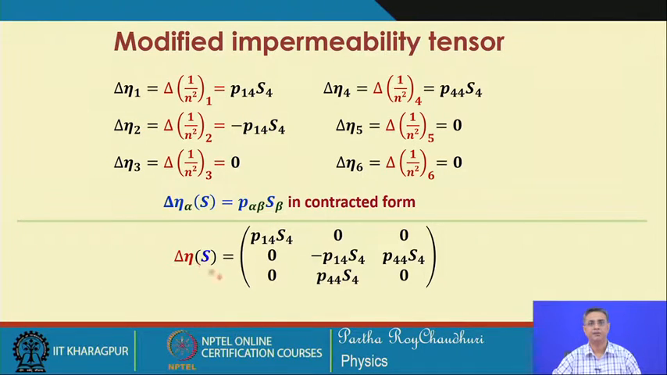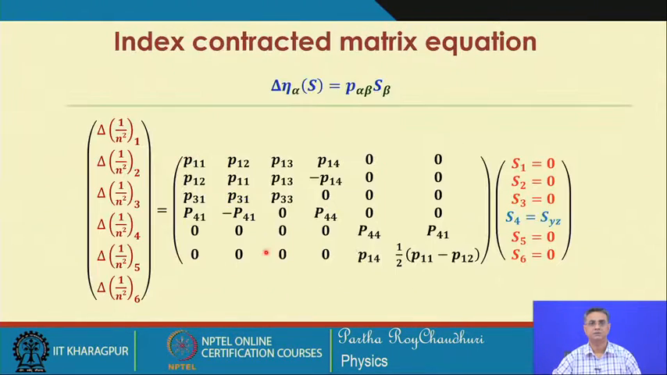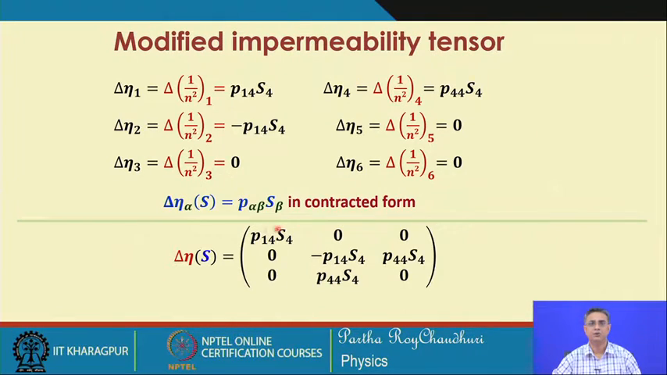Therefore, delta eta of S we can write in this form, in the contracted form, otherwise it will represent a 6 by 1 column vector. So, this is now a 3 by 3 matrix, where you have P_14 S_4, minus P_14 S_4, and this is the only cross term, because these two quantities will be the diagonal elements. The first two, the yy and zz diagonal elements are 0, but this fourth quantity, the off-diagonal element, will be non-zero; the rest of them are 0.